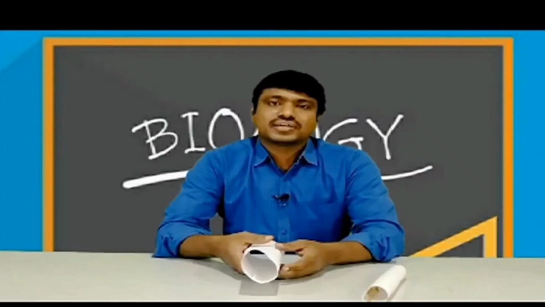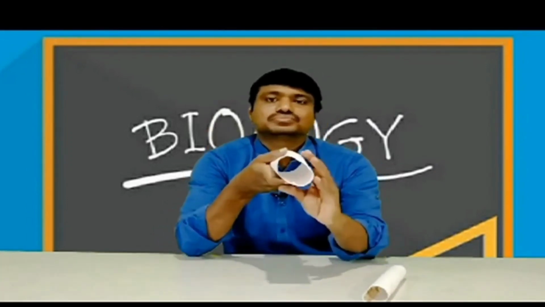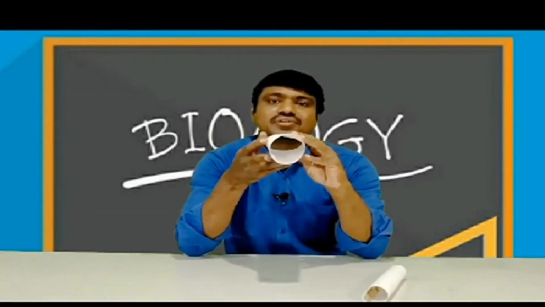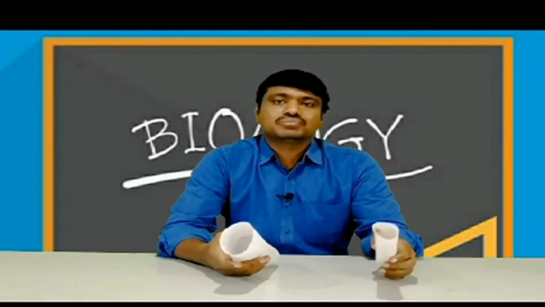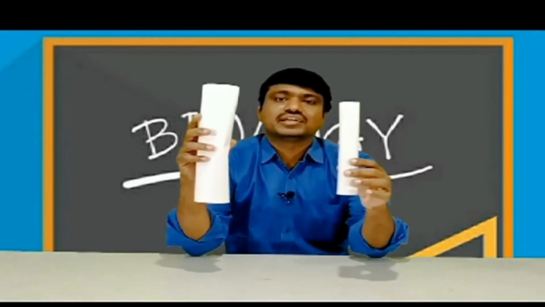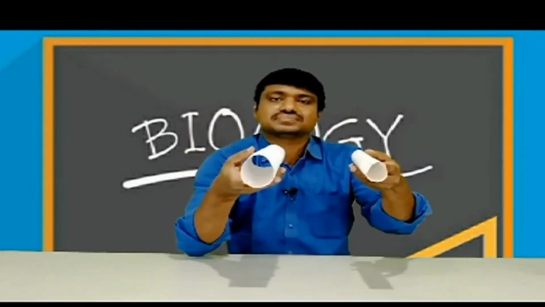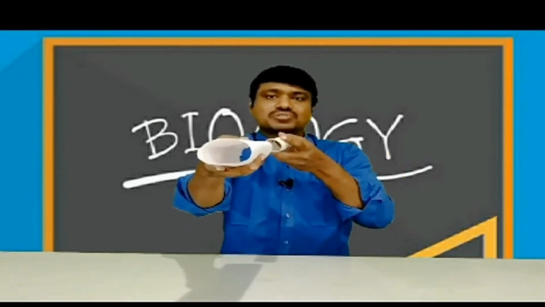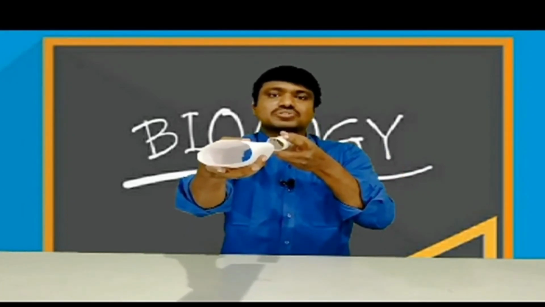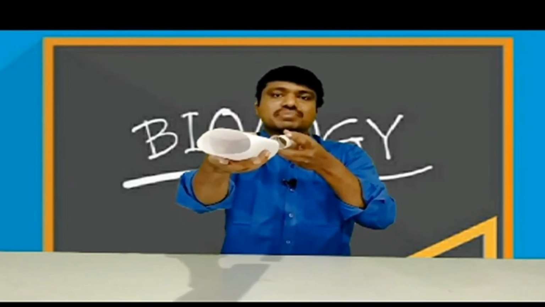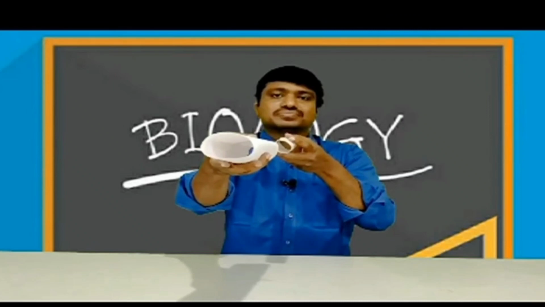Students, let us know the significance of villi by doing this Activity 10. Now, take a 20 by 20 centimeter chart paper, roll it and make it into a tube like this. Now we have prepared two paper tubes. One is of 10 by 20 centimeters size, another one is 20 by 20 centimeters size. Is it possible to insert one into the other? No, it is not possible to insert this larger paper tube into the smaller paper tube.